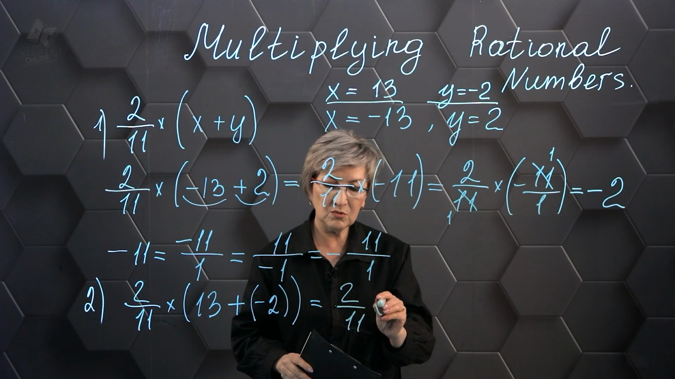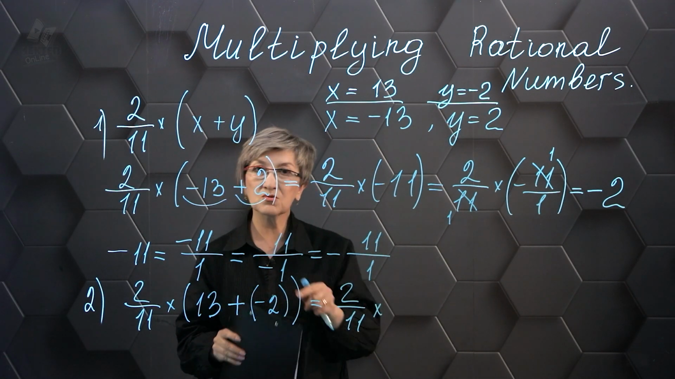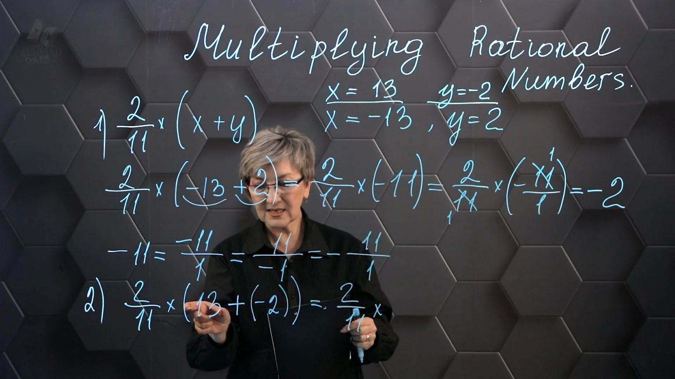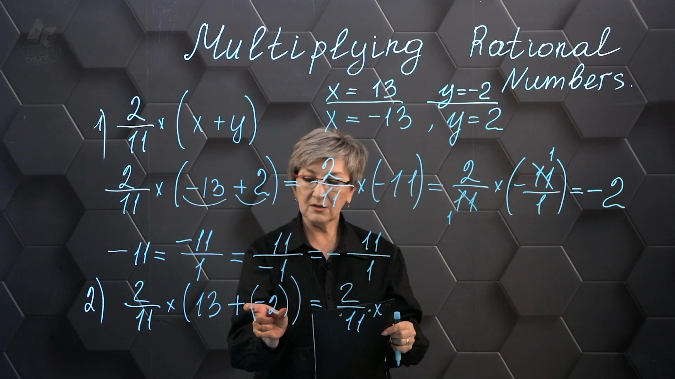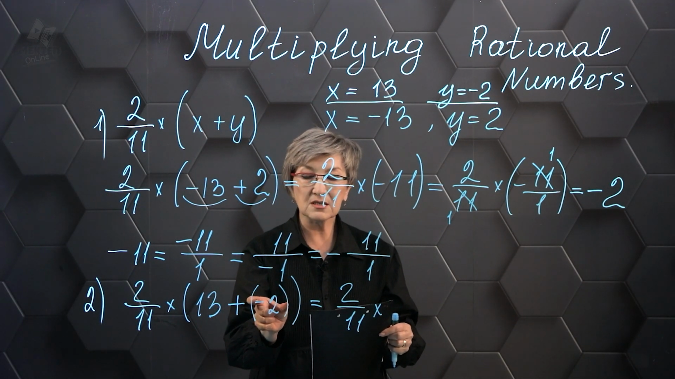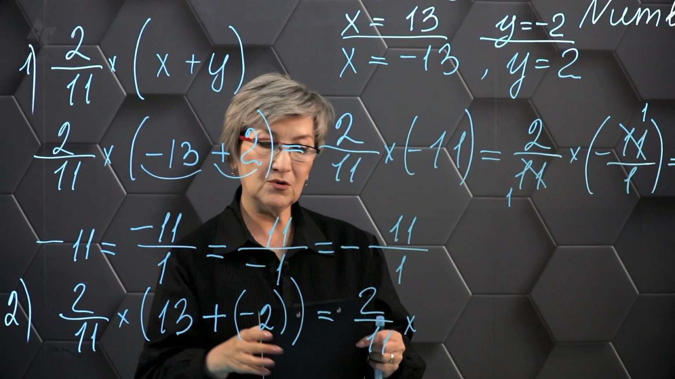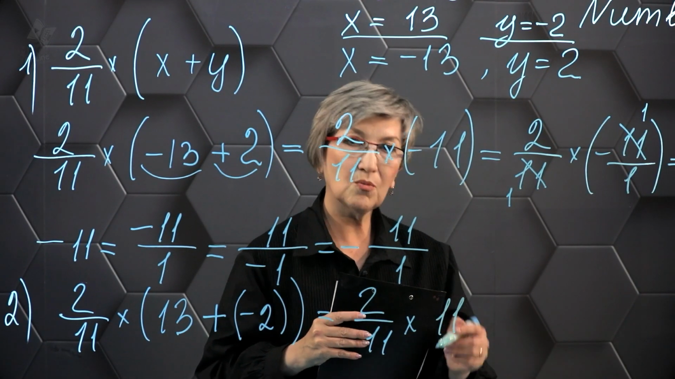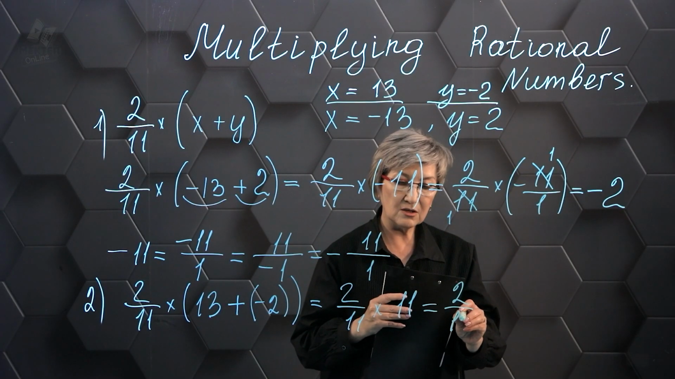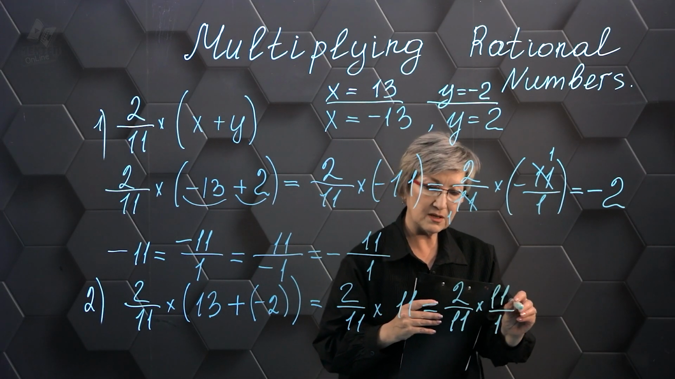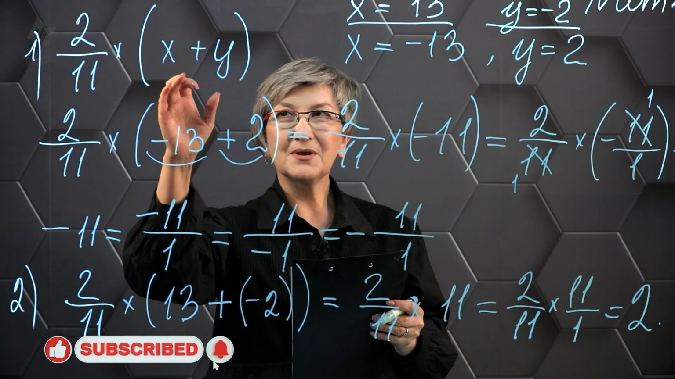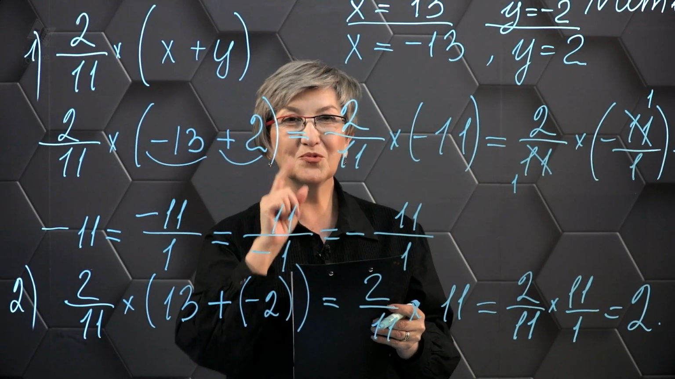Then we solve this example. 2/11 I'll multiply by 13 plus minus 2. I'm adding two numbers with different signs: the number 13 with a plus sign and the number 2 with a minus sign. From 13, I subtract 2. That would be 11. But 13 had a plus sign, so I multiply by the number positive 11. And then when I multiply 2/11 by 11 over 1, I get the answer 2. When solving examples with numbers with different signs, be careful.